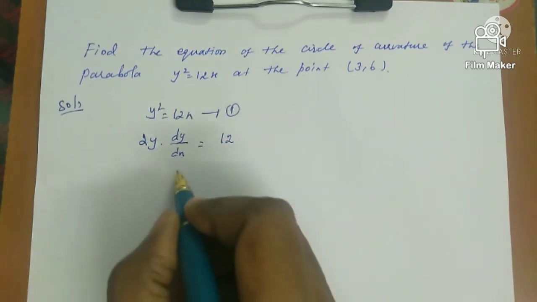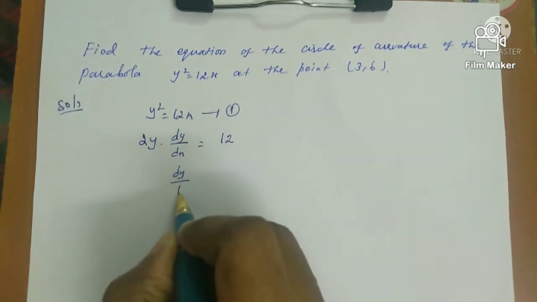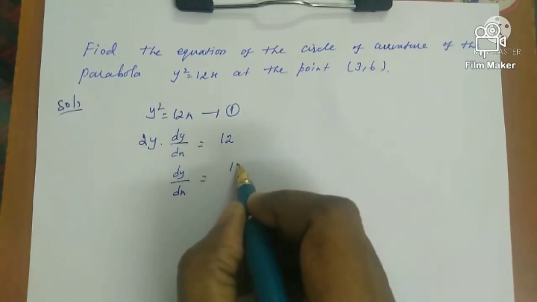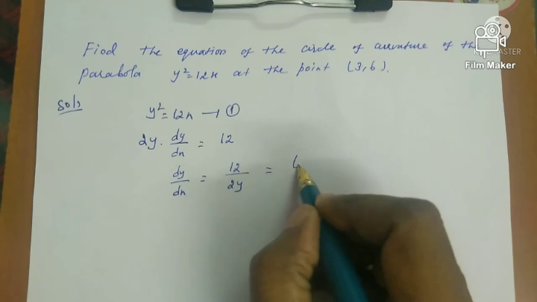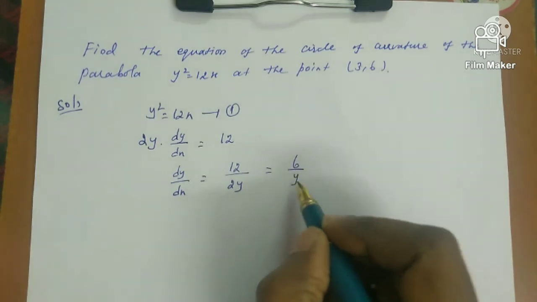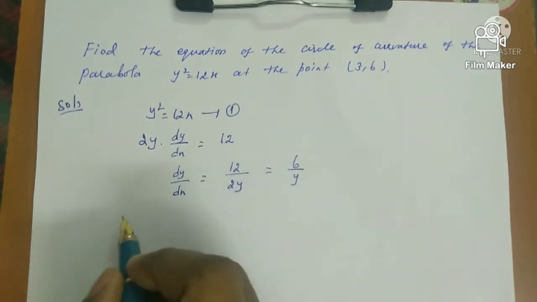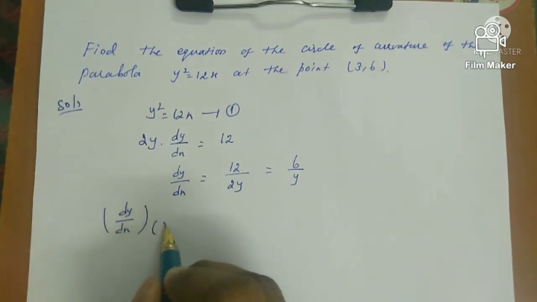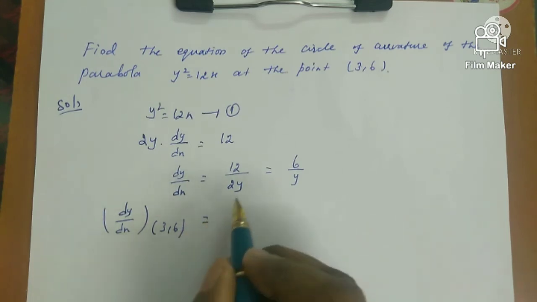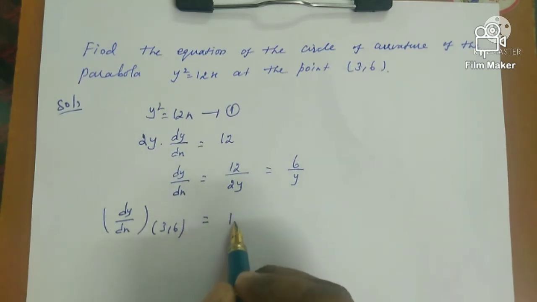Differentiation of x is 1. So we need dy by dx. So dy by dx equal to 12 by 2y. We can cancel this, so we get dy by dx as 6 by y. So dy by dx at the point (3, 6): for x we put 3, for y we put 6. When you substitute here, you get the answer as 1.